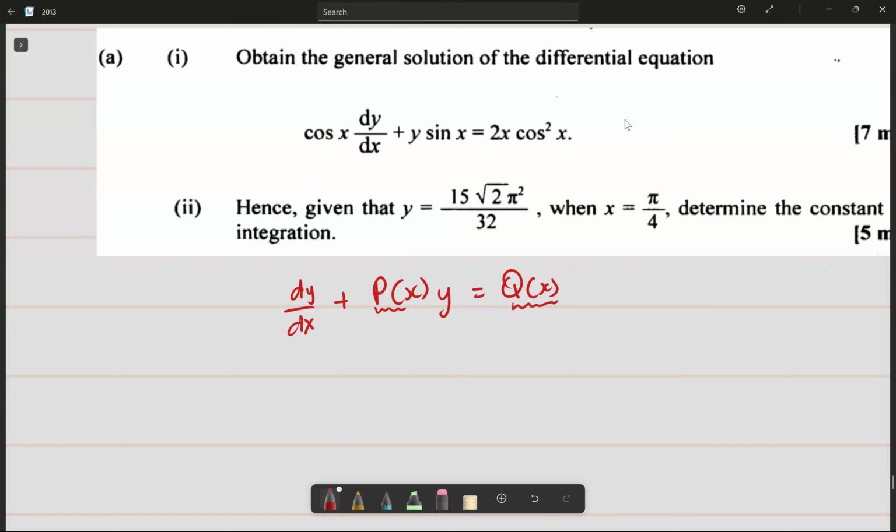So we're going to multiply the entire thing by 1 over cosine x. So that becomes dy/dx plus sine over cosine, which is tan x, times y, equals 2x cosine x.